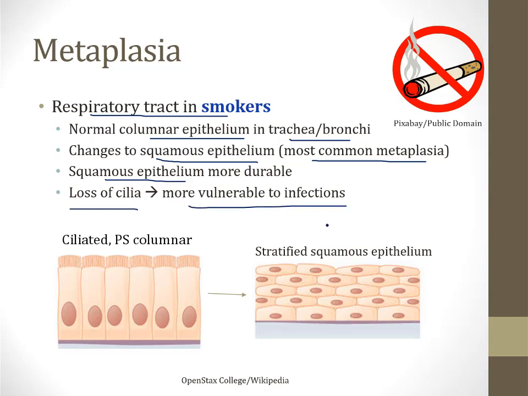In addition, you may know that many smokers develop squamous cell carcinoma, and that's because their respiratory tract has transformed due to metaplasia. And this is a picture on the bottom to help you remember. This is what the respiratory tract should look like, but it starts to look like this when it is exposed to cigarette smoke.